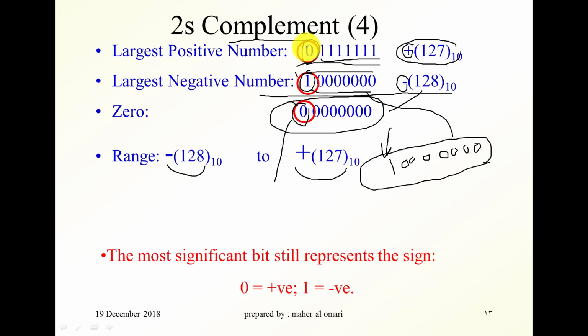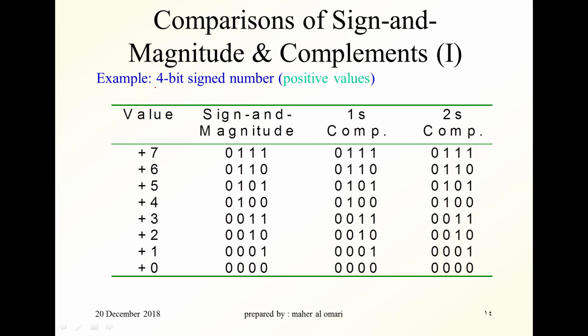Plus is represented by a 0, and minus is represented by a 1, just like the 1's complement notation and the sign magnitude notation. Let's see how we can represent 4-bit signed numbers in the sign magnitude notation, in the 1's complement notation, and the 2's complement notation. Let's take the positive values first. In 4-bit signed numbers, the positive values range from plus 0 to plus 7.